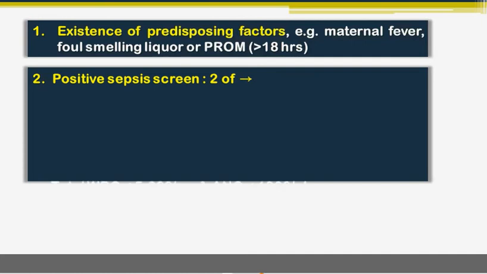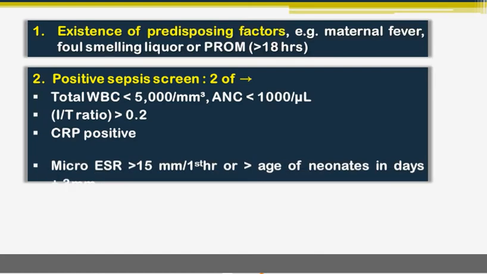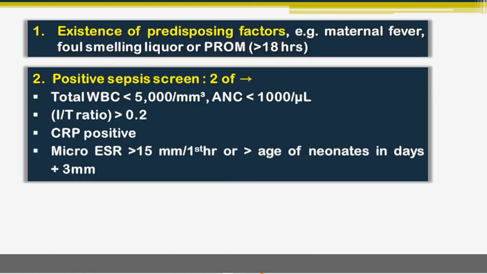Two of these four: when the total white blood cell count is less than 5,000 or the absolute neutrophil count is less than 1,000; the ratio between immature and mature neutrophils is more than 0.2; when the C-reactive protein is positive; and when the micro-ESR is more than 15.